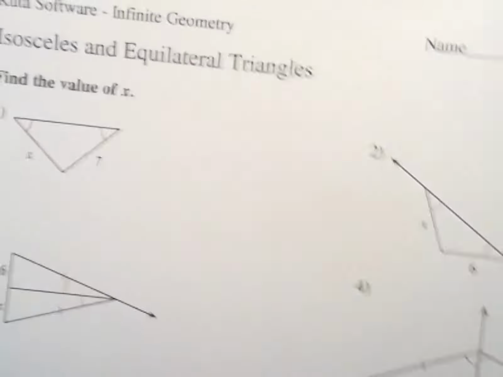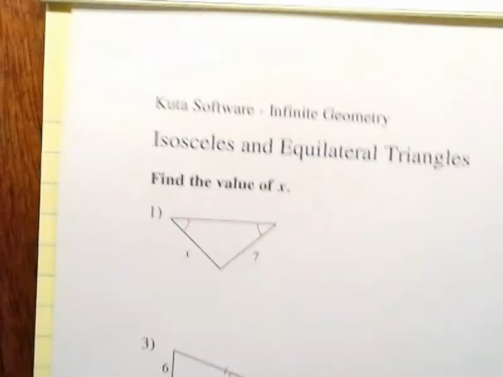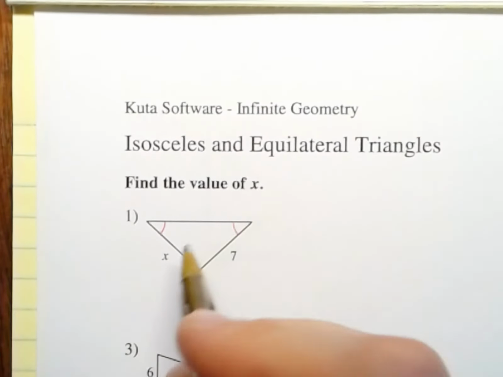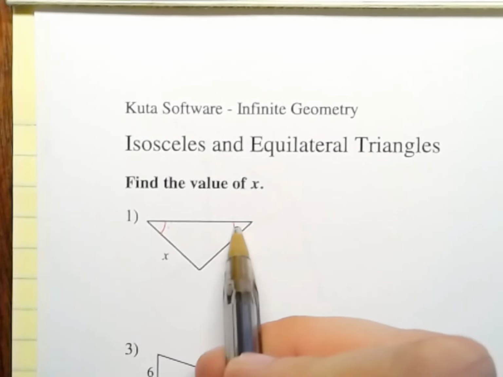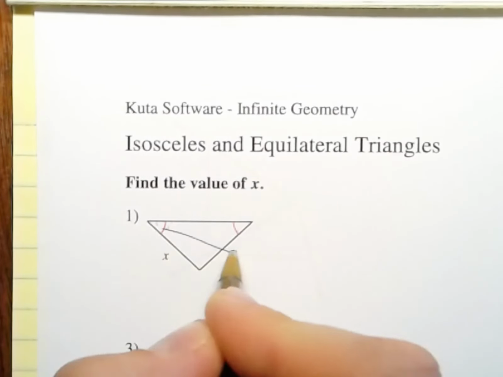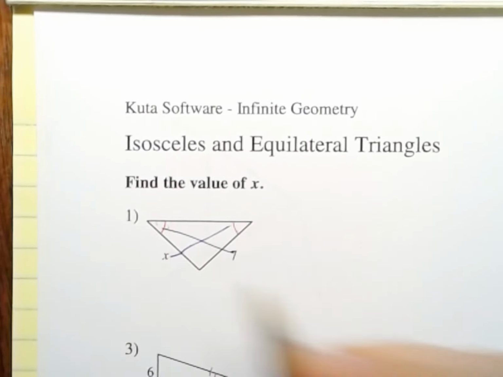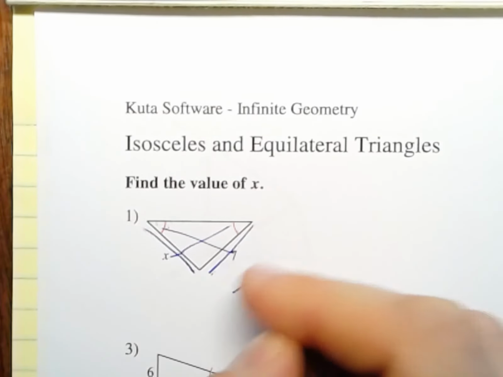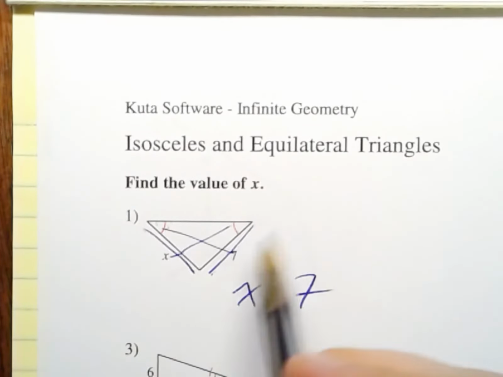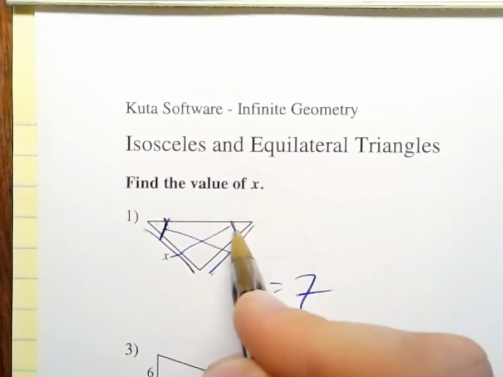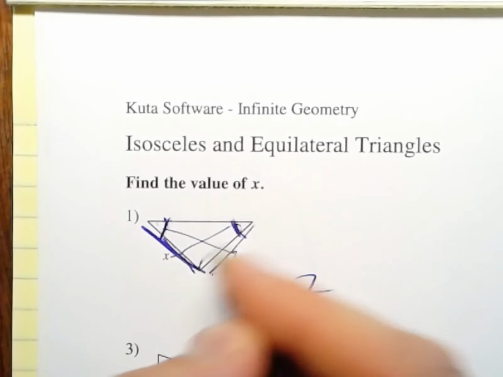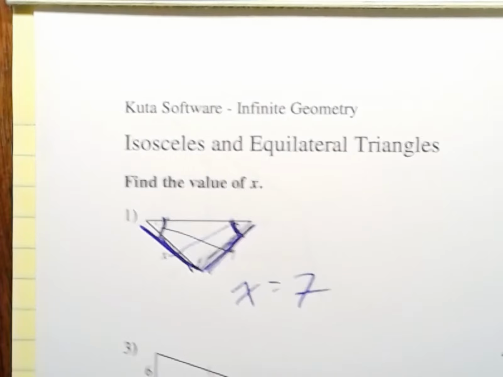Isosceles and equilateral triangles. Let's look at this. If I have these two marked as congruent, and that is across from a 7, and this is across from x, these have to be the same. Okay, so x equals 7 because this angle is congruent to this angle, which means the sides across from them are also congruent. Look at this one.